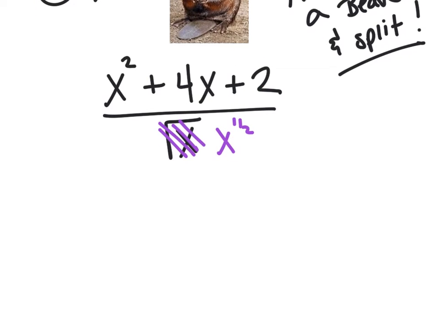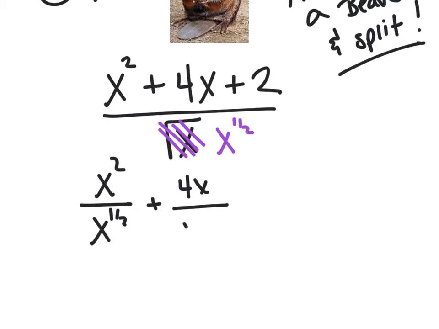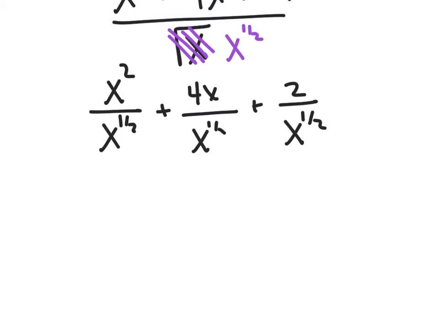So watch how I just slowly rewrite it. x squared over x to the 1/2, plus 4x over x to the 1/2, plus 2 over x to the 1/2. Make like a beaver and split. Split each term up. Now, treat it as division. When you divide, what do you do with exponents? You subtract.